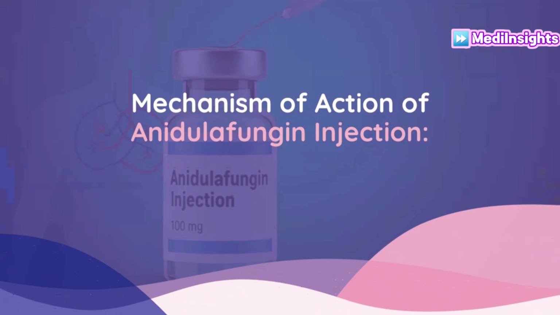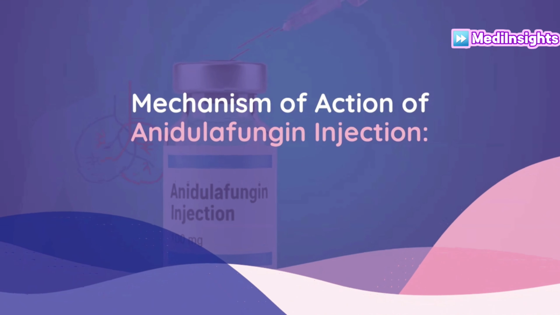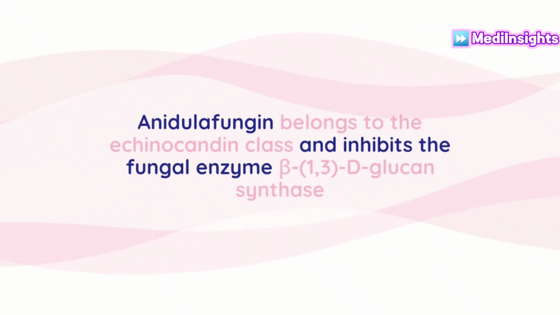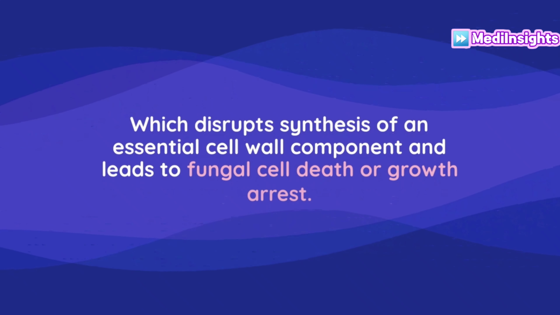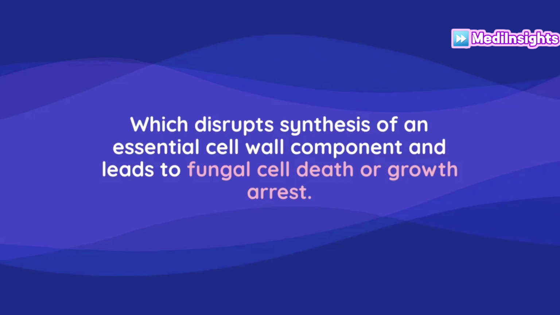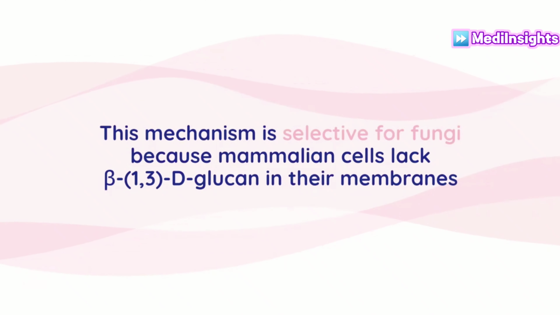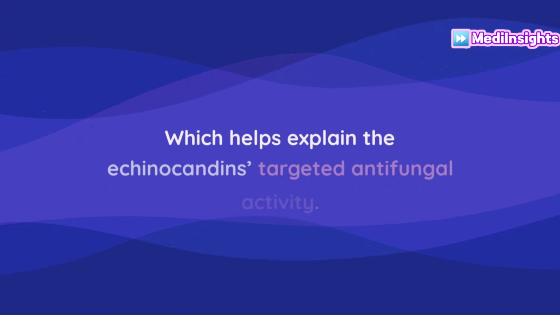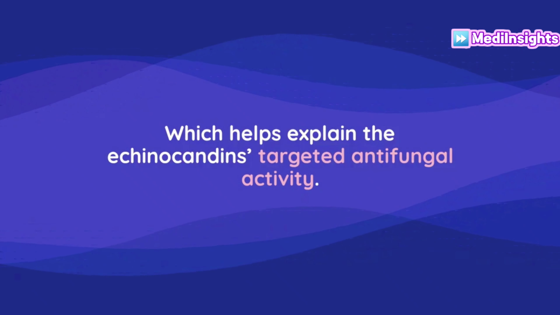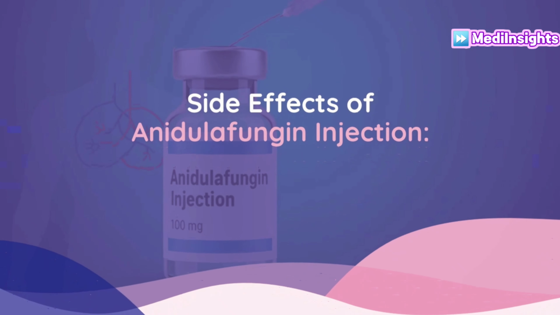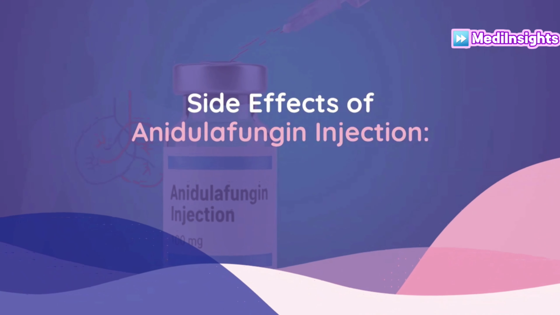Next, mechanism of action of Anidulafungin injection. Anidulafungin belongs to the Echinocandin class and inhibits the fungal enzyme beta-1,3 D-glucan synthase, which disrupts synthesis of an essential cell wall component and leads to fungal cell death or growth arrest. This mechanism is selective for fungi because mammalian cells lack beta-1,3 D-glucan in their membranes, which helps explain the Echinocandin's targeted antifungal activity. Next, side effects of Anidulafungin injection.